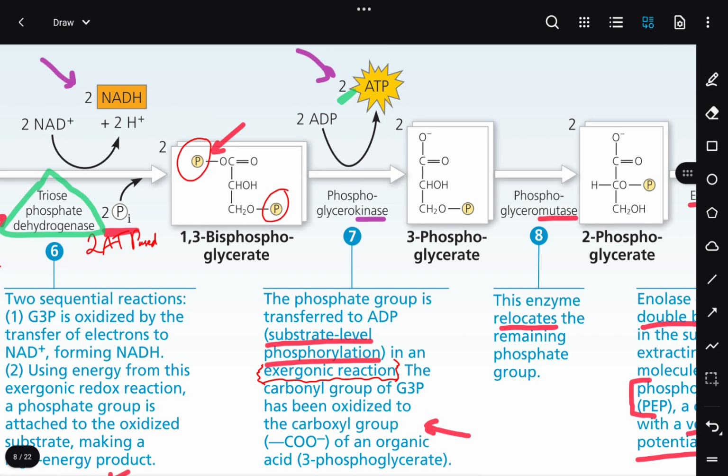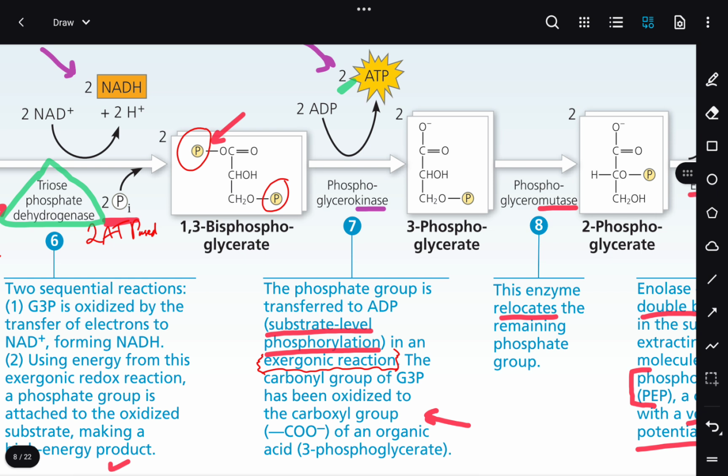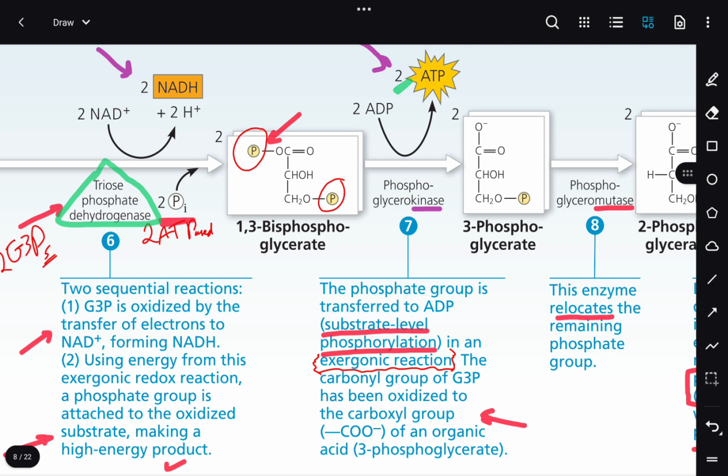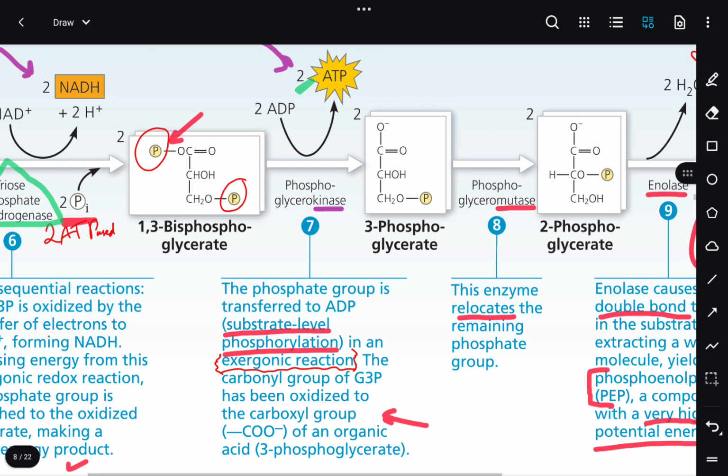Okay, excellent. Now, if we remember, each G3P has one phosphate group, and we have 2 inorganic phosphates floating around. We will grab each and attach it to a G3P. Instead, the enzyme just removed an H and attached the inorganic phosphate to it.